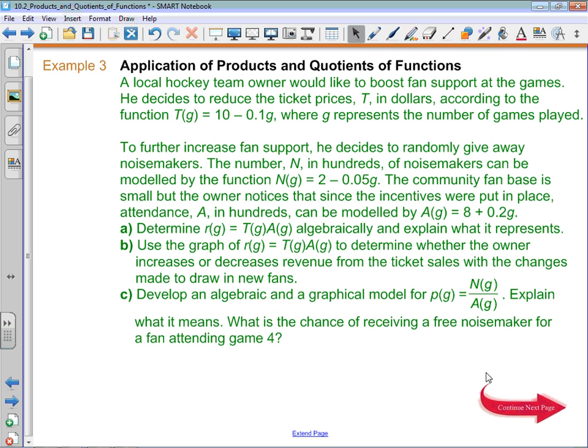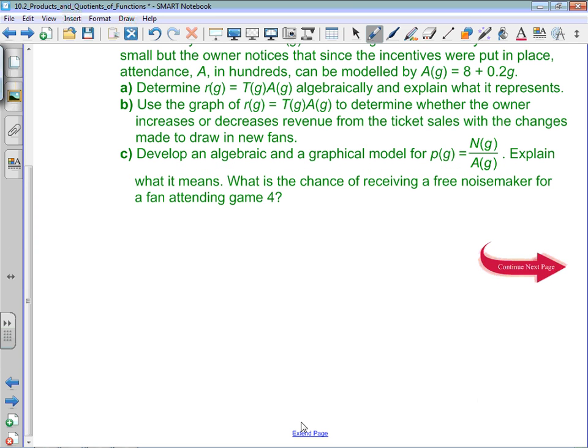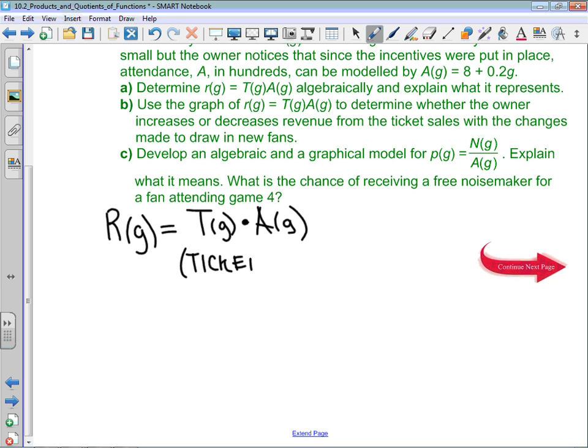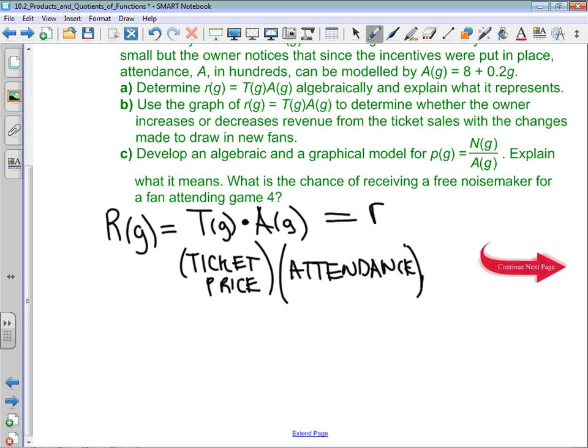Well, let's write it out because I think that can really help, and you might know what it is already. I'm going to use a capital R. I'm not sure why they don't. So I'm going to say that R of G is equal to T of G, and I'll use that closed dot so we get used to it, times A of G. I'd like to point out that this is the ticket price, and this is the attendance, which is just another way of saying the number of tickets. So if I take the number of tickets and multiply them by the ticket price, what I get is revenue. So this is how much money the owner of the stadium, or I guess the shareholders of the stadium, are actually bringing in as people go to these games.